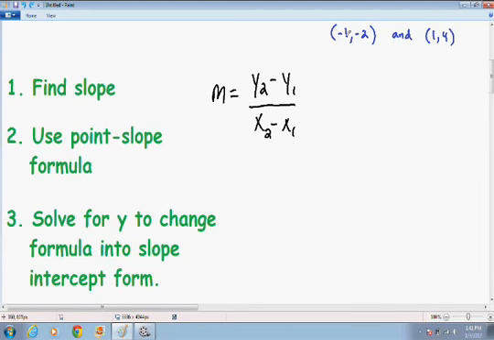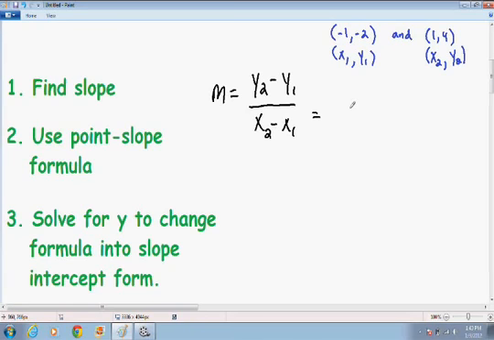For the first point, I'm going to make the x value our x1, and the y value our y1. For our second point, I'm going to make the x value our x2, and the y value our y2. So now I'm going to plug in all my values to find my slope.